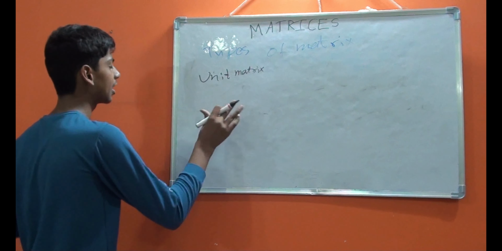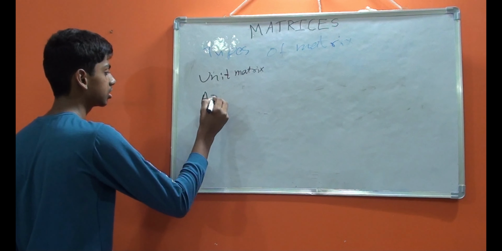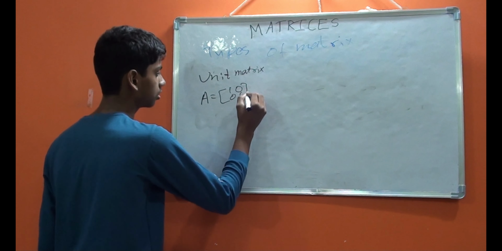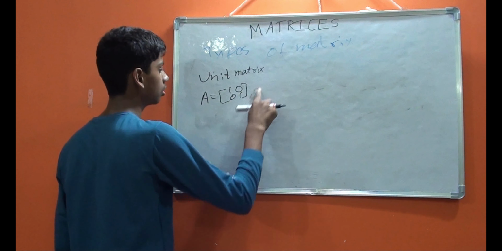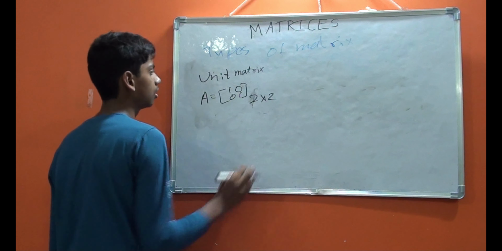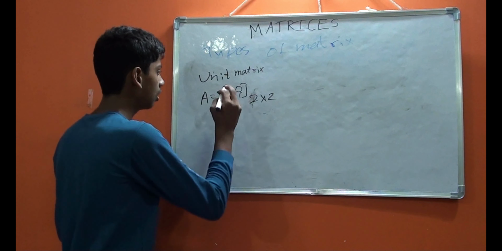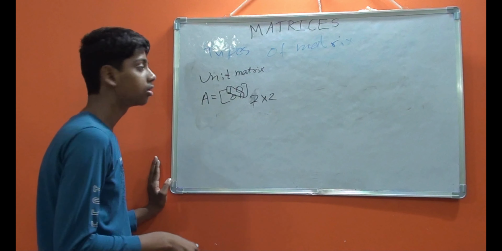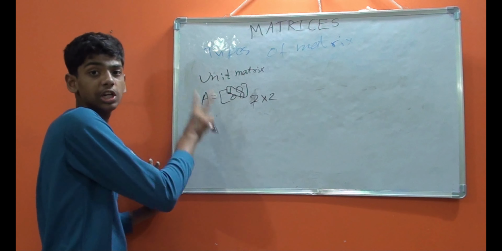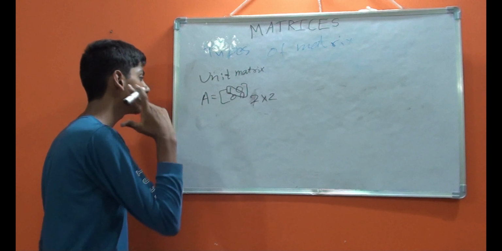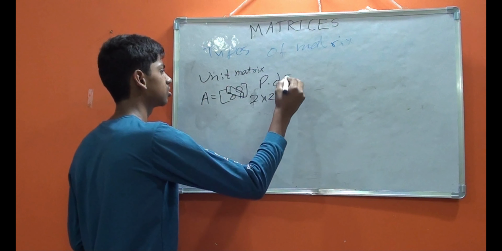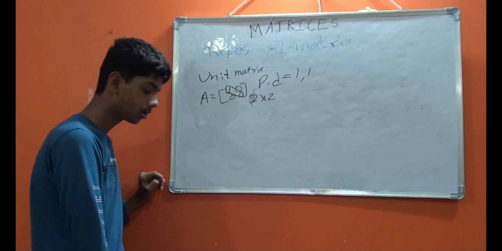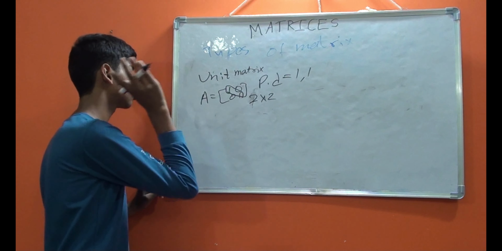So now let's learn about unit matrix. So what is a unit matrix? So now let's take matrix A as 1 0 0 1. So this matrix order is 2 into 2 and its principal diagonal consists of only 1 and the remaining all elements are 0. So this matrix is called a unit matrix.